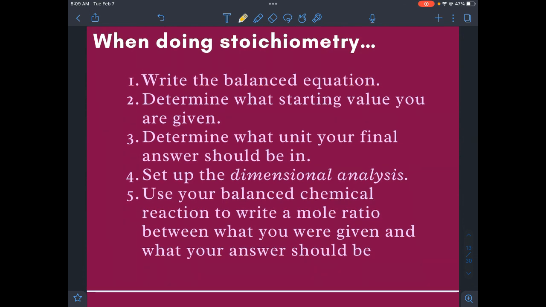All right, a couple of reminders here for how we're going to do stoichiometry problems. We're going to write the balanced equation. This step number 1 here is crucial. If you don't have a balanced equation, you're going to do these problems incorrectly because you're not going to have the proper mole ratio. Number 2, you're going to determine what starting value you're given. You are going to have to read the question carefully and figure out what is the starting value you are given. It might be a reactant, it might be a product. Number 3, you're going to determine what unit your answer should be in. So you're going to look and see what you're trying to find.